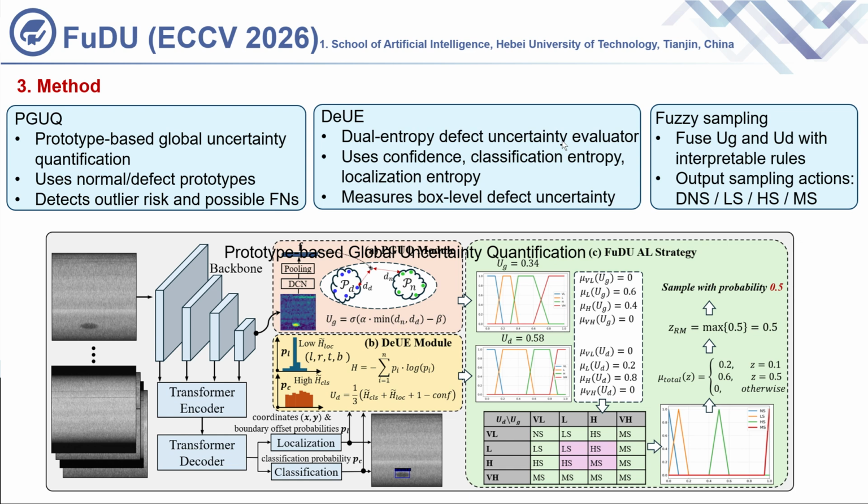Instead of using a hard threshold, FuDU maps uncertainty into interpretable actions such as do not sample, low frequency sample, high frequency sample, and must sample. This makes the sampling strategy more flexible and more consistent with expert knowledge.